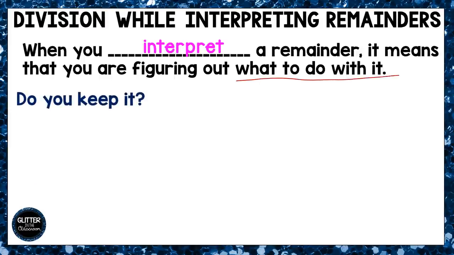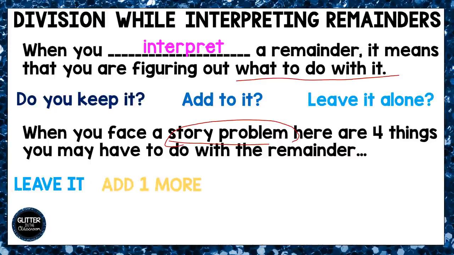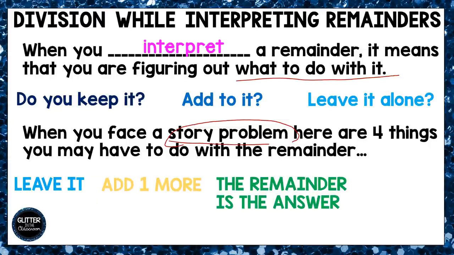Do I keep the remainder? Do I add to it? Do I leave it alone? When you face a story problem, here are four things you may have to do with the remainder. You may have to leave it alone, leave the remainder. You may have to add one more, and that's actually to the quotient. You may have the remainder being your answer, and you may have to share the remainder.